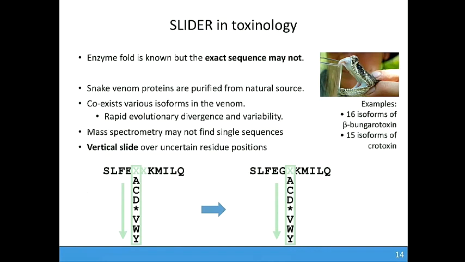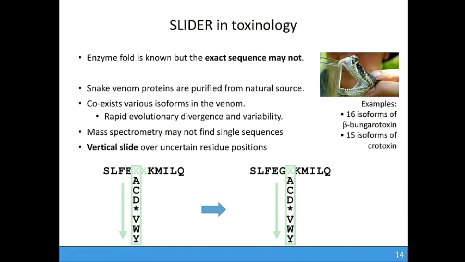So we actually separate those proteins, and they coexist as various isoforms because of the rapid evolutionary divergence and variability in the samples. We have a lot of different isoforms. For example, in beta-bungarotoxin and crotoxin, we have more than 15 different isoforms. So when we try to sequence them using mass spectrometry, we may not get a single sequence.